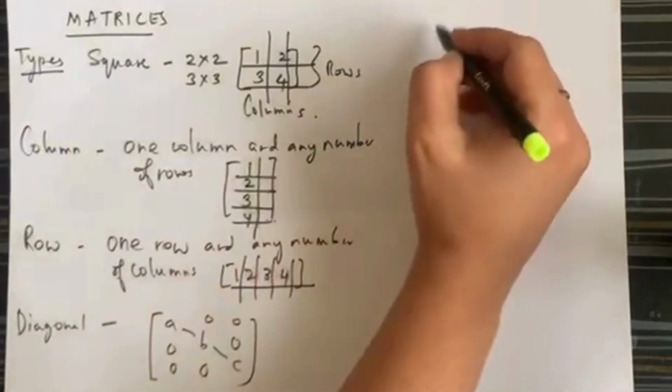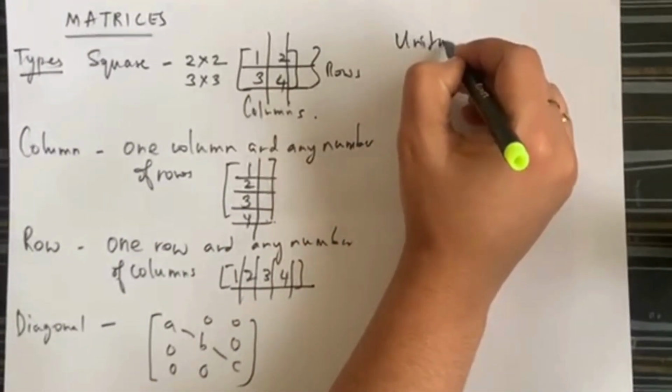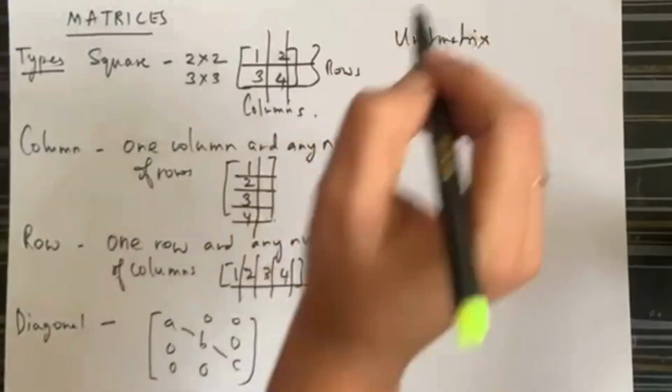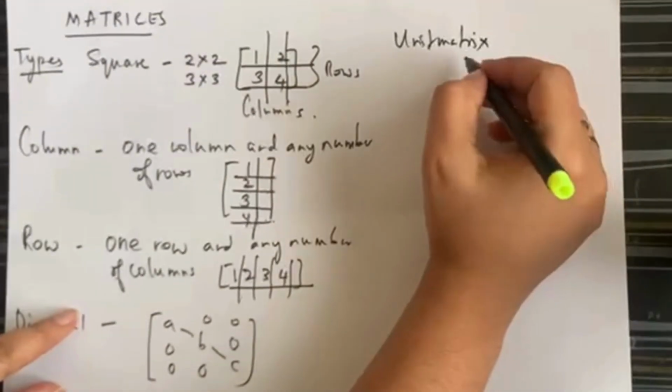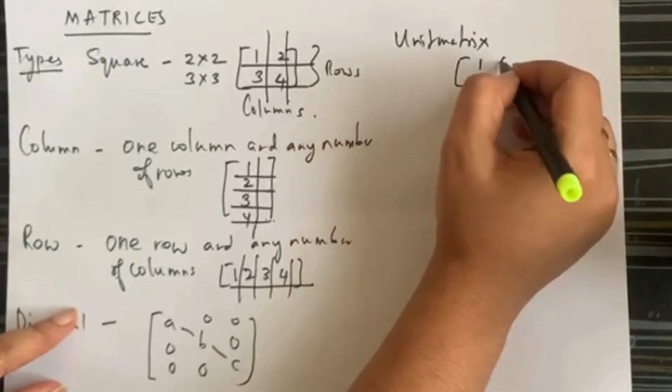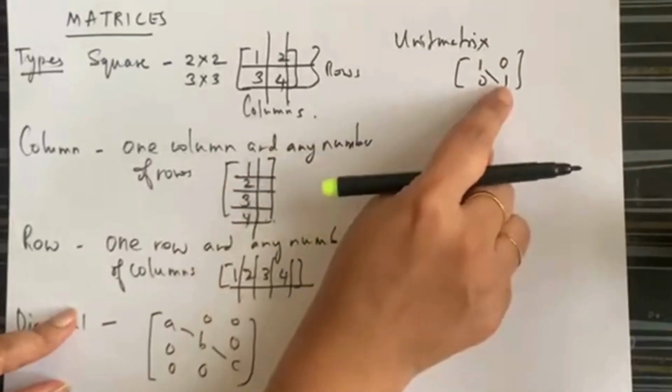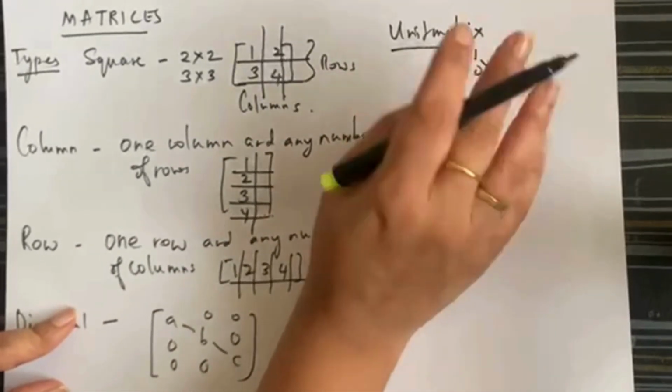Now the next matrix is unit matrix. So unit matrix is nothing but where actually you have the diagonal elements as 1. Other elements would be 0, but the diagonal elements would be 1. That is why it's called as unit matrix.